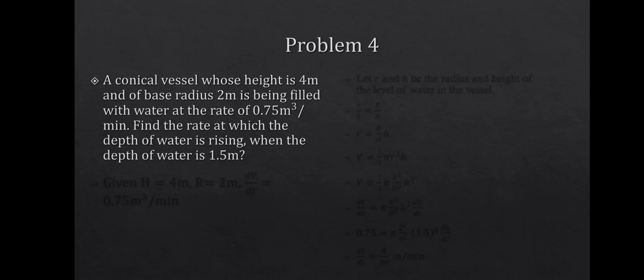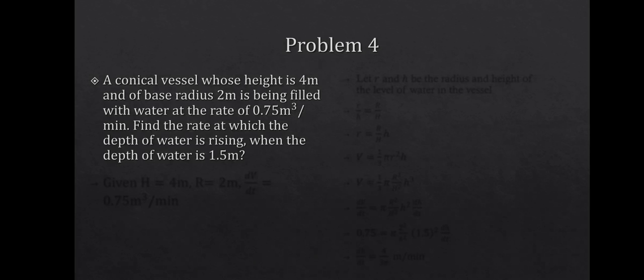Now problem number 4 is a big problem. We have to understand one by one. What is given? A conical vessel whose height is 4 meter and of base radius 2 meter is being filled with water at the rate of 0.75 meter cube per minute. Find the rate at which the depth of water is rising when the depth of water is 1.5 meter.